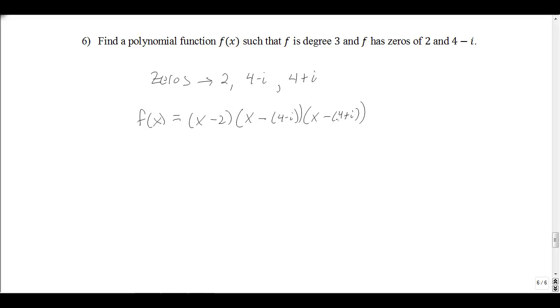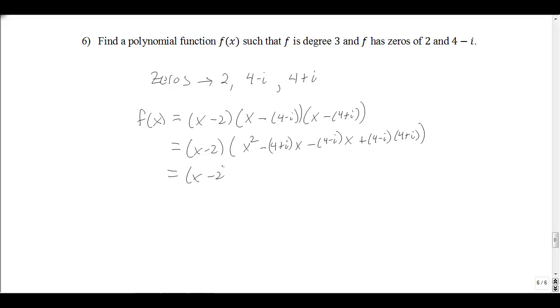Right, so if I want to get real coefficients, I'm going to multiply these second two together. I'm going to leave the x minus 2 and multiply that through later. x times x is x squared. x times negative 4 plus i is negative 4 plus i times x. Negative 4 minus i times x, and then a minus times a minus is plus, 4 minus i times 4 plus i.